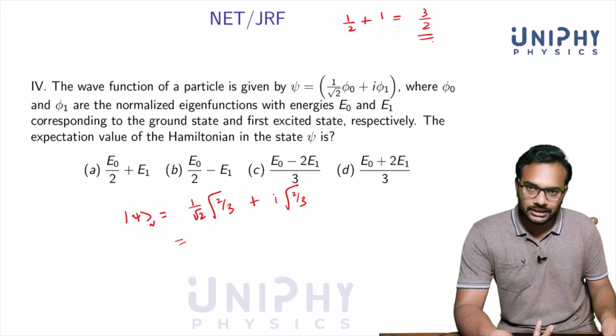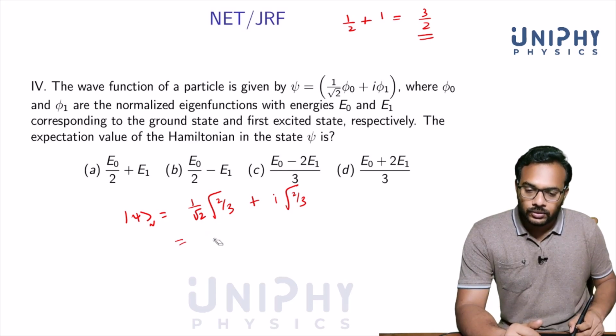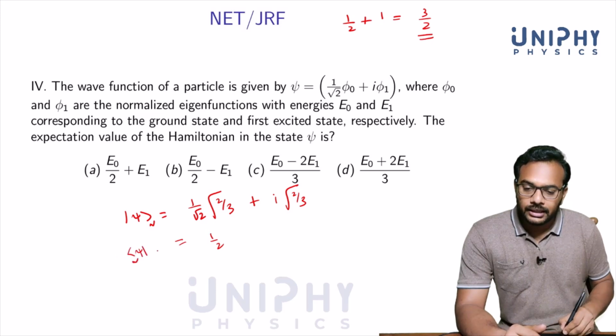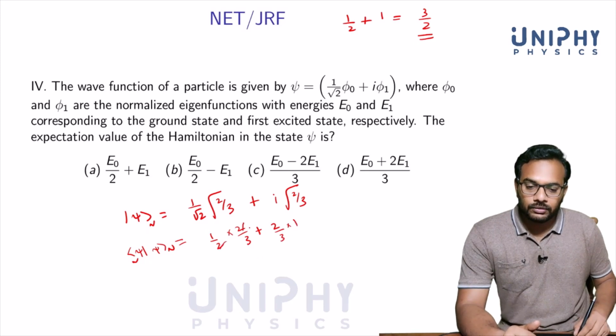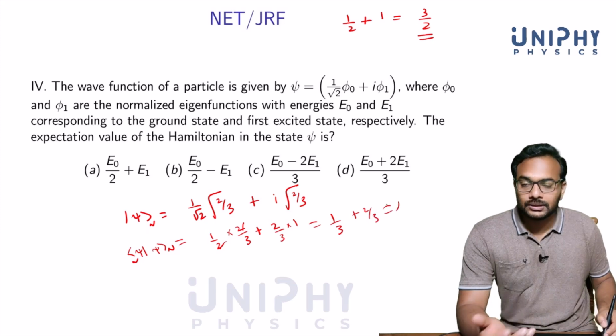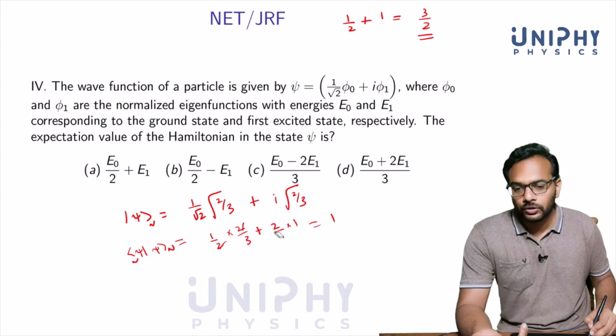That's what we did actually. So we can check for consistency. This is equal to 1 by 2 multiplied by 2 by 3 plus 2 by 3 multiplied by 1. What do we get? It's equal to 1 by 3 plus 2 by 3 equal to 1. So this state is now normalized. This is how you normalize a state.